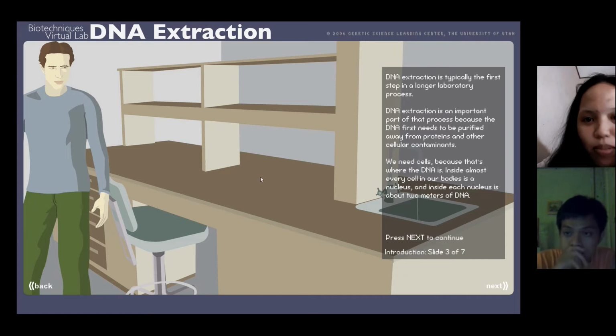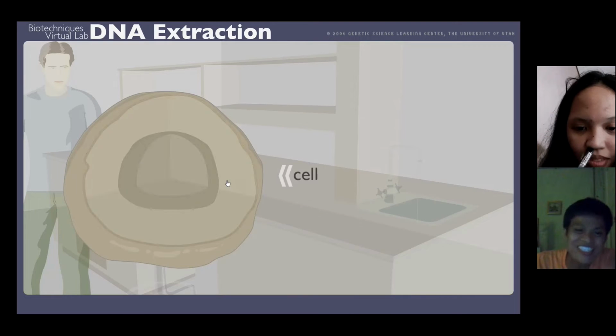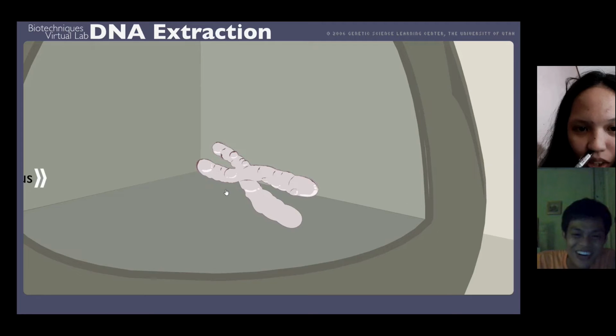DNA extraction is typically the first step in a longer laboratory process. DNA extraction is an important part of the process because the DNA first needs to be purified away from proteins and other cellular contaminants. We need cells because that's where the DNA is inside. Almost every cell in our body has a nucleus, and inside each nucleus is about 2 meters of DNA. 2 meters ang haba ng DNA sa nucleus. Wow! Chromatin.